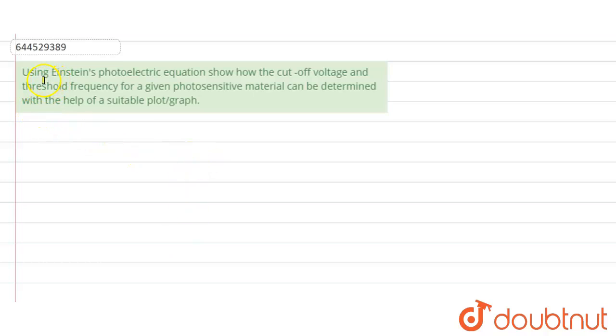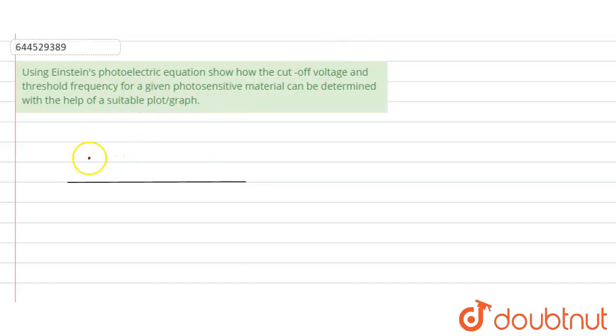Hello everyone, let us start with our question. In this question, we need to find, using Einstein's photoelectric equation, how the cutoff voltage and the threshold frequency for a given photo material can be determined with the help of a suitable plot or graph. Now, first of all, we just write something about this Einstein photoelectric equation.